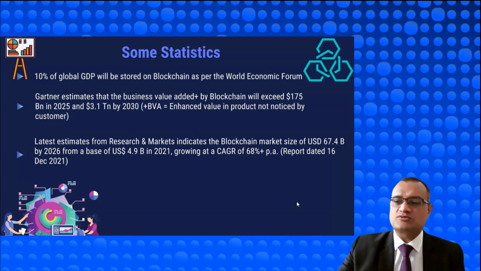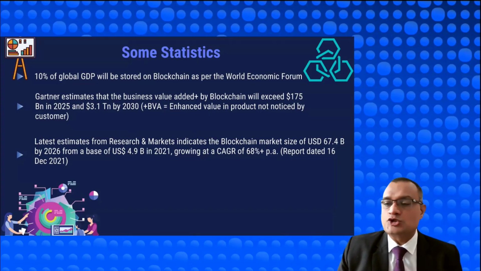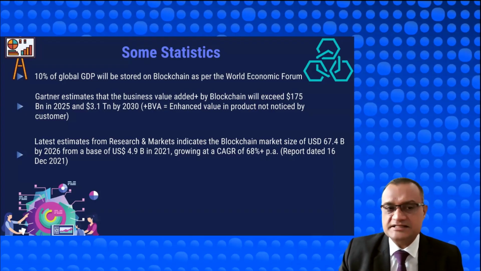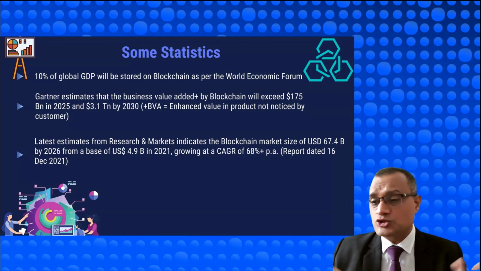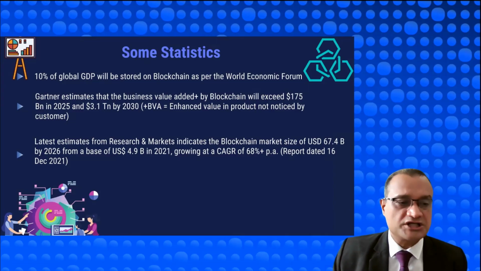Let's look at some facts and statistics that can really help us appreciate blockchain and why it has now gradually become an industry accepted practice. 10% of global GDP will be stored on blockchain as per the World Economic Forum. Gartner estimates that the business value added by blockchain will exceed $175 billion in 2025 and $3.1 trillion by 2030. So there is a huge scope, and when the transactions shift to blockchain as an enabling technology, huge business will go through the blockchain platform.